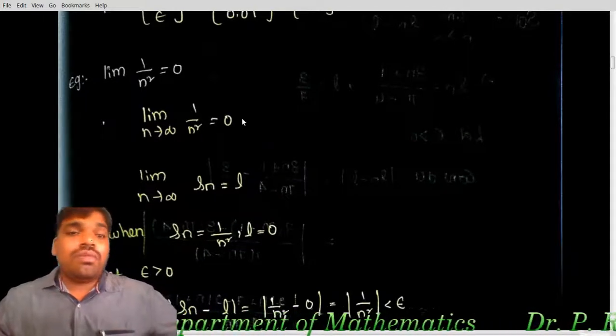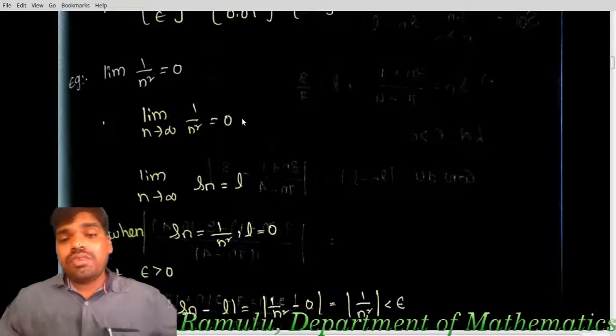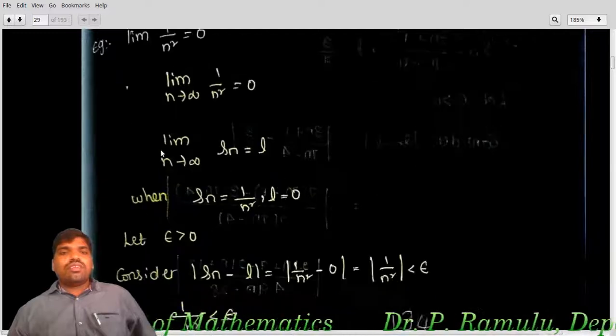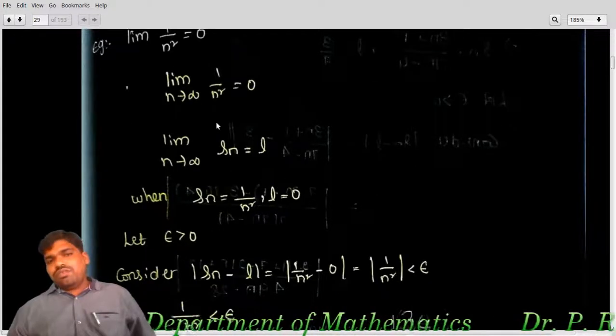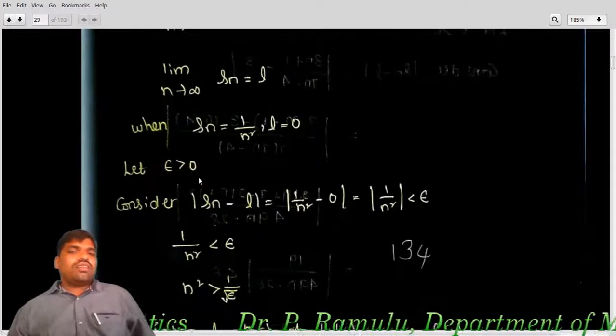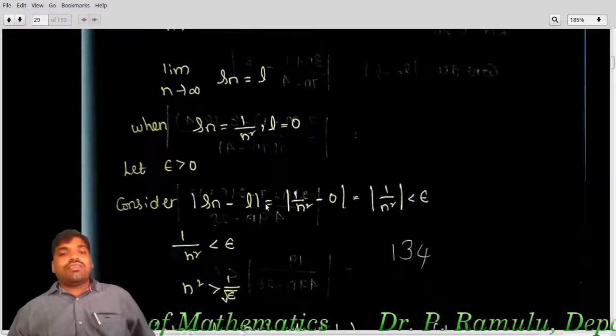Use the same definition. It is in the form Sn equal to 1 by n square, L equal to 0. Let epsilon be greater than 0. I am considering mod Sn minus L, which is less than epsilon.